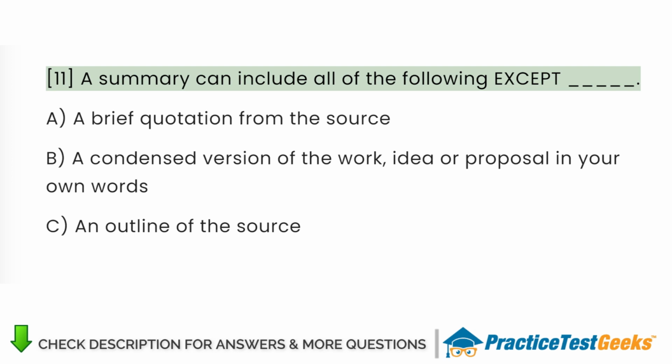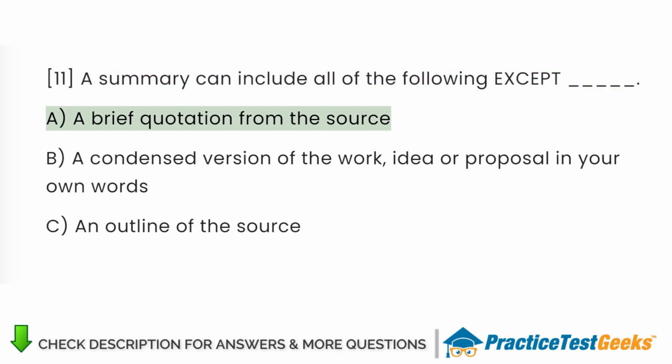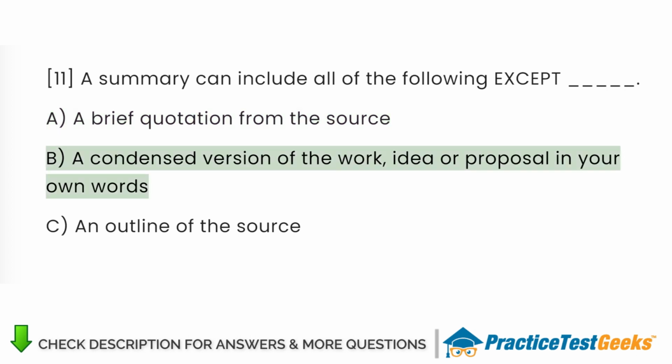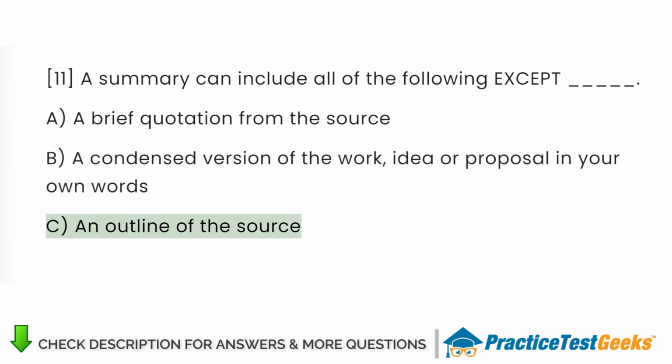A summary can include all of the following except A. A brief quotation from the source. B. A condensed version of the work, idea, or proposal in your own words. C. An outline of the source.